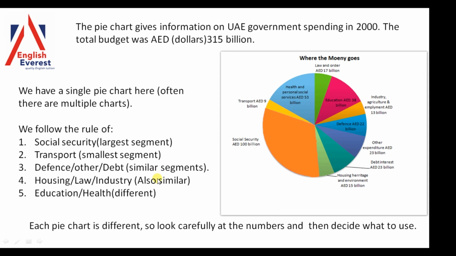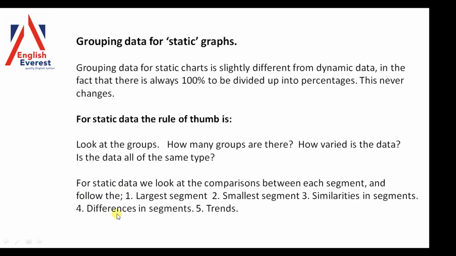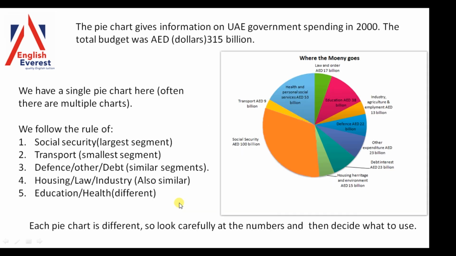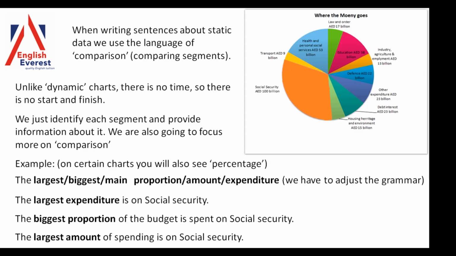So we've got our groups. We've put them together with the things that we're going to do. 1, 2, 3, 4, 5. Yes. Here we haven't got trends because there are no real trends in this chart. So what we've done here is largest, smallest, similar, similar, different. Okay. So even though I mentioned these things, sometimes you might have to adjust them slightly depending on what the graph or the information tells you.